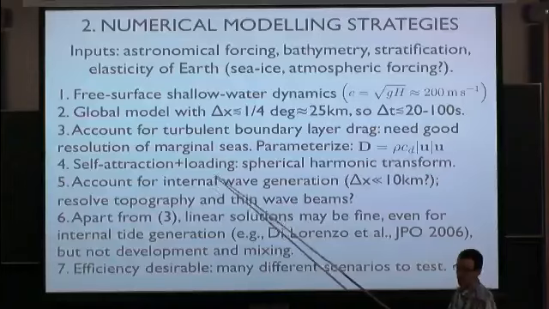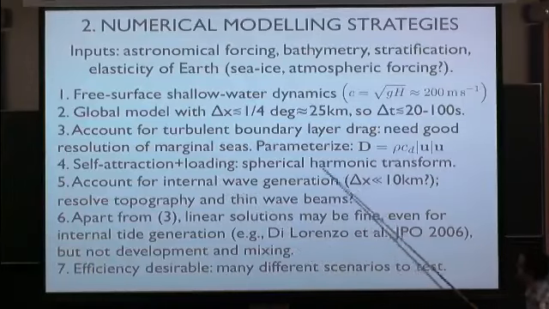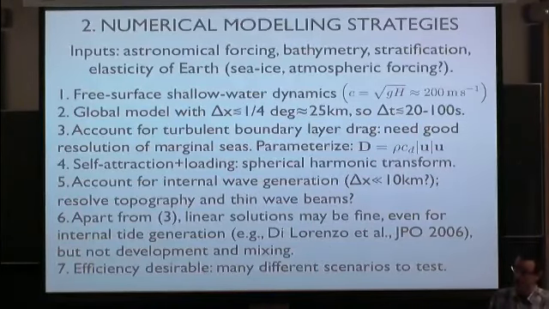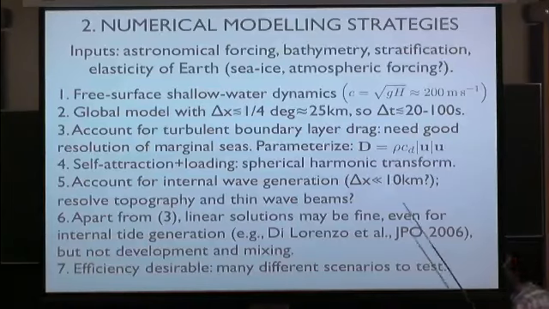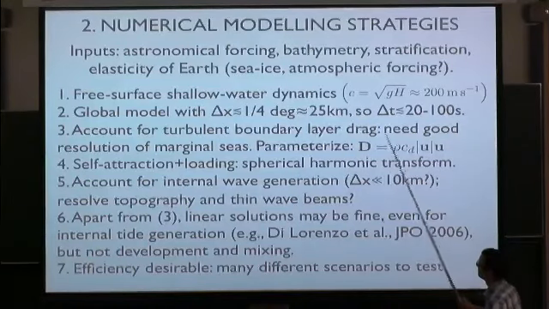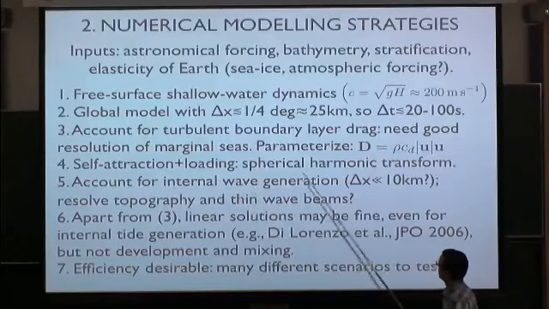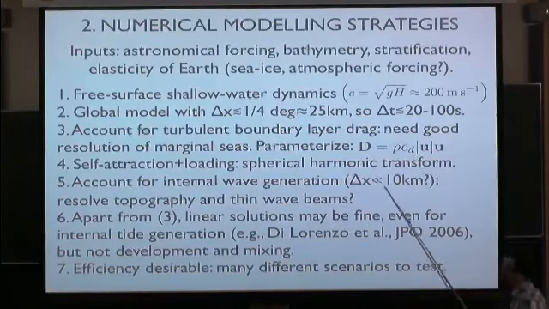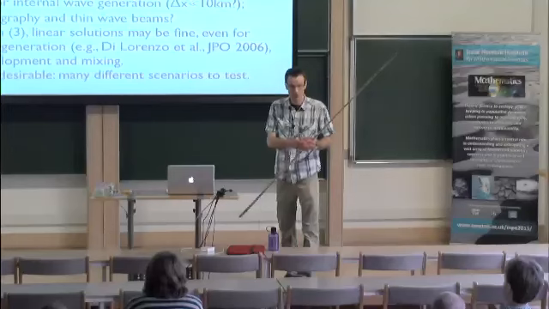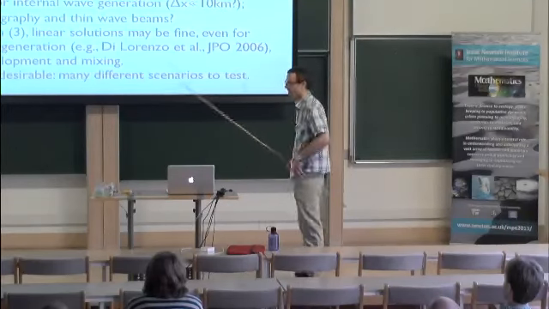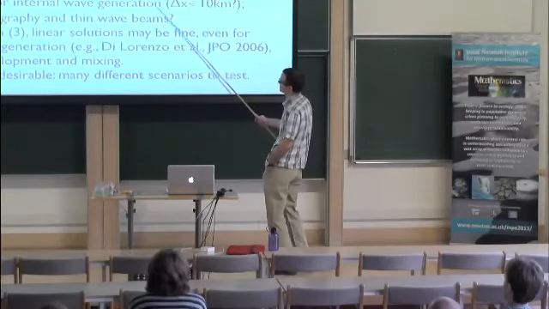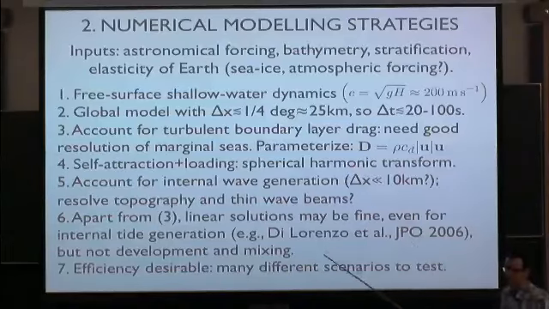You need self-attraction and loading, which typically is implemented using a spherical harmonic transform. You can also do it with a convolution integral, but either way, there's some sort of global integral to be solved. Internal wave generation, you need to have in. The wavelengths of that are rather small, maybe 10 to 100 kilometer wavelength. So your grid size, if you want to see this, is probably going to have to be maybe 10 kilometers or less, just roughly.